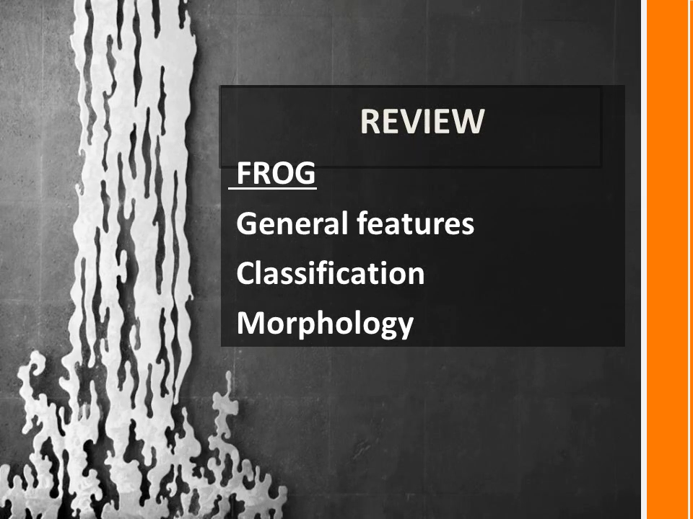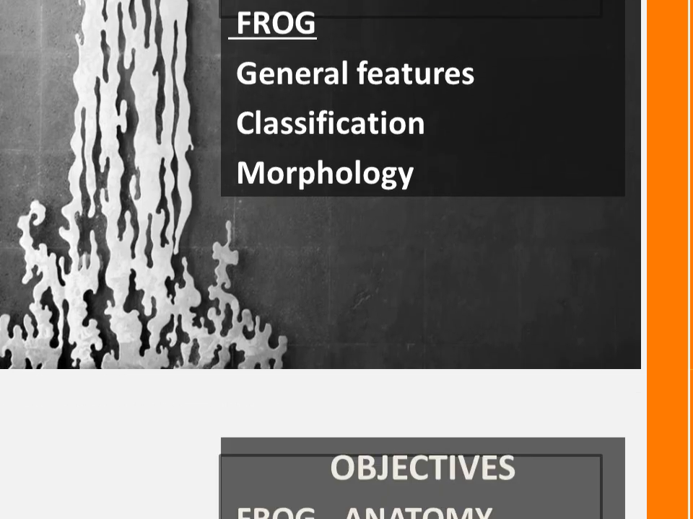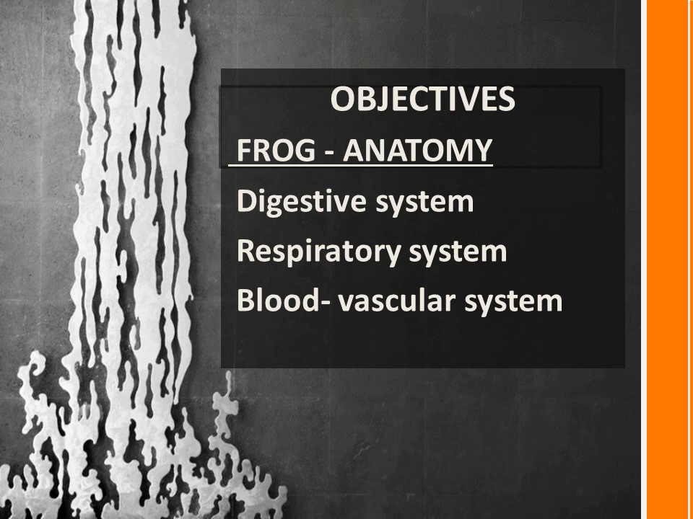In the previous sessions, we discussed one of the vertebrates, that is the frog. We discussed the general features of the frog, the classification of the frog, as well as the morphology of the frog in the previous class. In today's session we are supposed to discuss the anatomy of the frog, and of course anatomy means we have to learn the internal structure of these organisms, right?